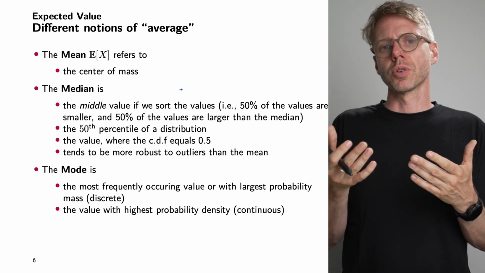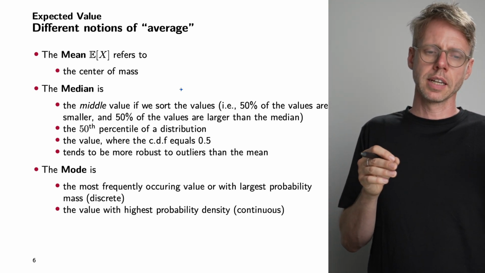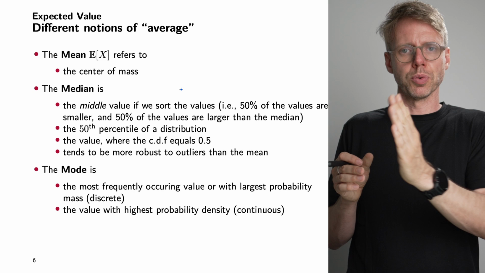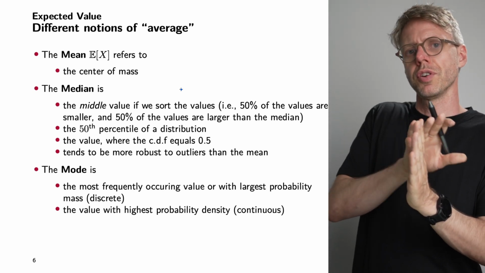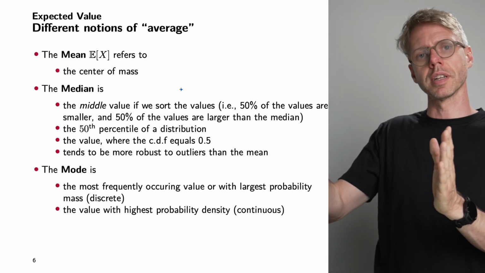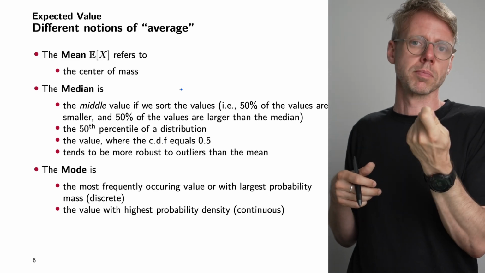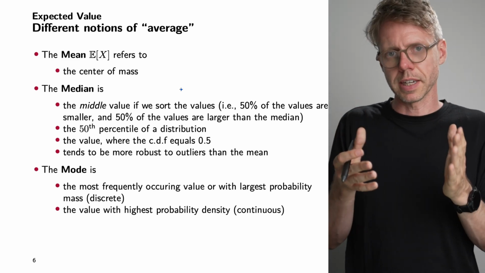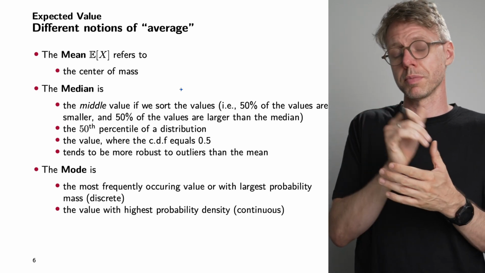But of interest could, for example, also be the median. Now the median is the middle value of this probability distribution. So it's the value where 50% of the values are smaller and the other 50% of the values are larger than this median value. Consequently, it's also the 50th percentile of the distribution.